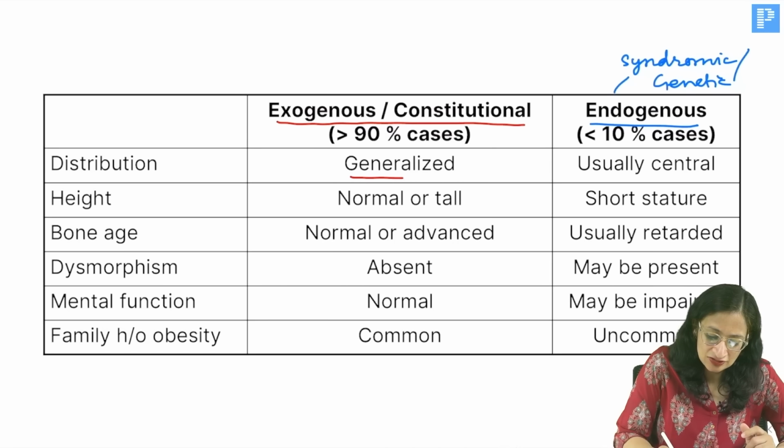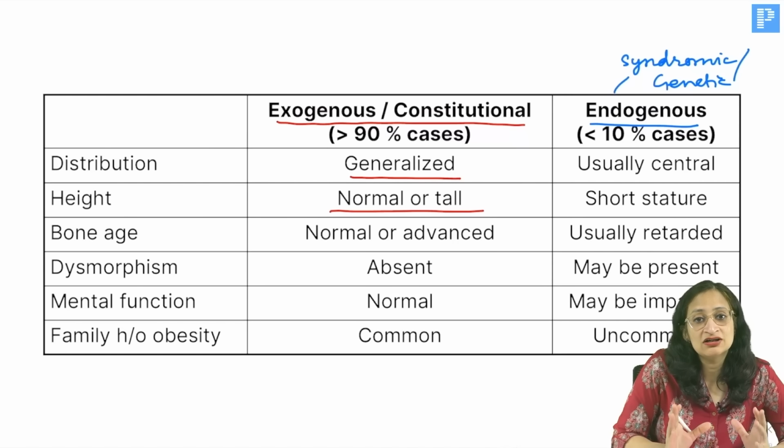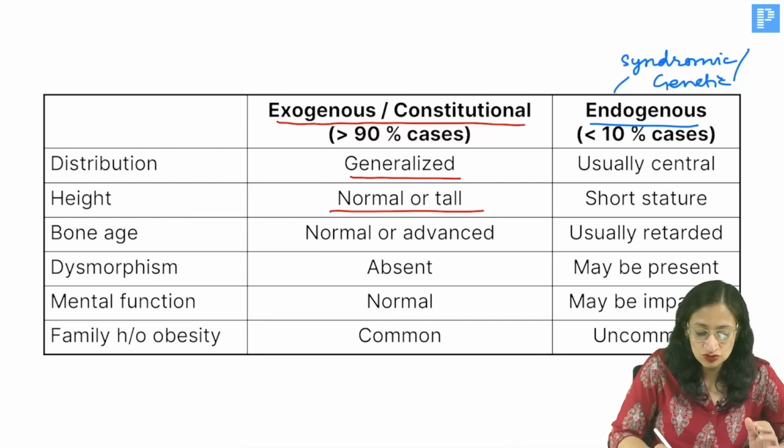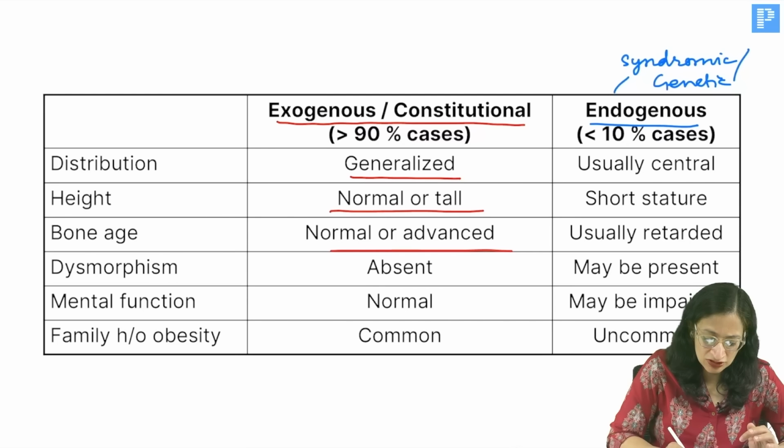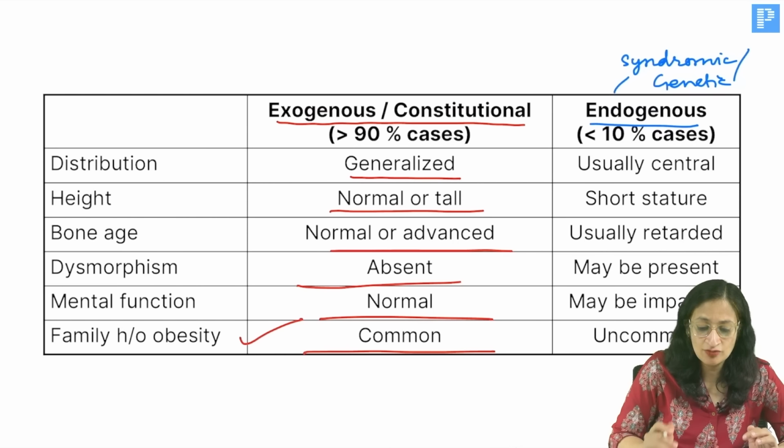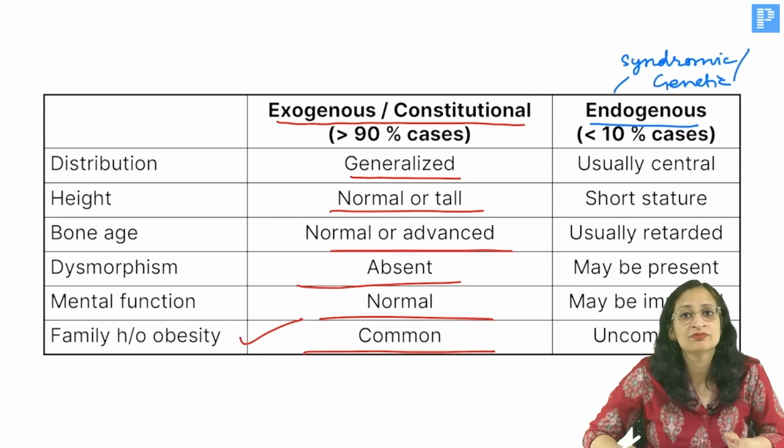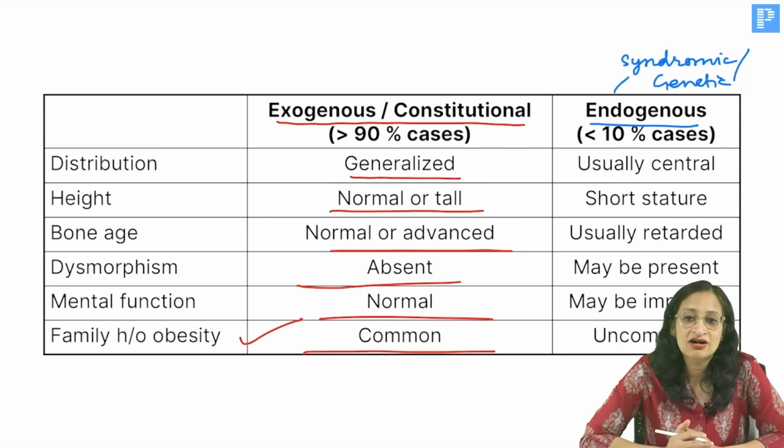So, you will find generalized distribution of fat, and these individuals will be normal or tall in height, tall stature. Bone age, if you look at, would be normal or advanced. There would be no dysmorphism. Mental function would be normal, and family history of obesity is common, just like the case scenario here where both the parents were obese, right?